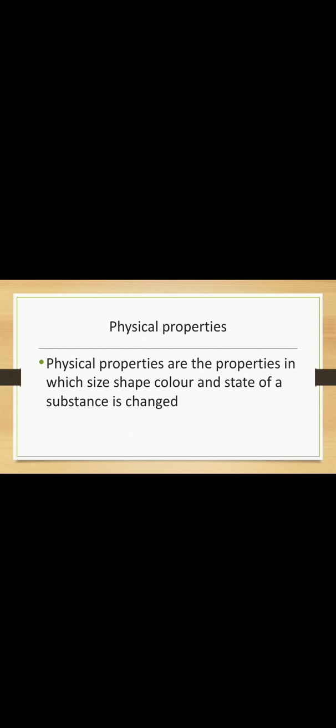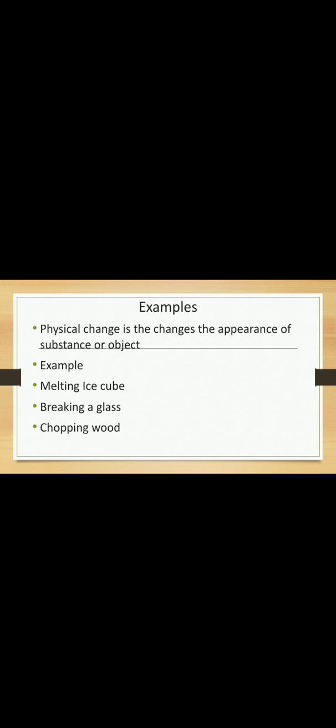So, when there is a change in the size, shape, color and state of a substance, but there is no formation of a new substance, there is only a change in the appearance of an object. So, this type of change is known as the physical change. Physical change only affects the physical properties of a substance or object.